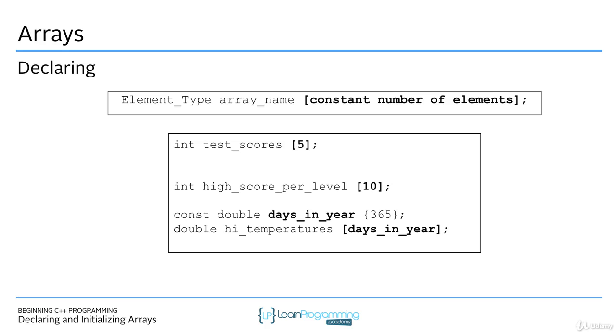Also note that in all three cases, the arrays have not been initialized. This means that the contents of the array elements could be anything. Best practice is to always initialize arrays when you declare them. Let's see how we can do that.